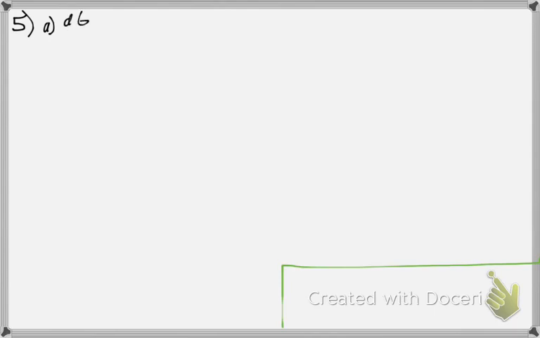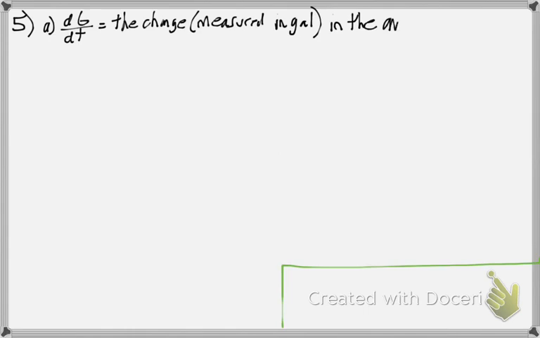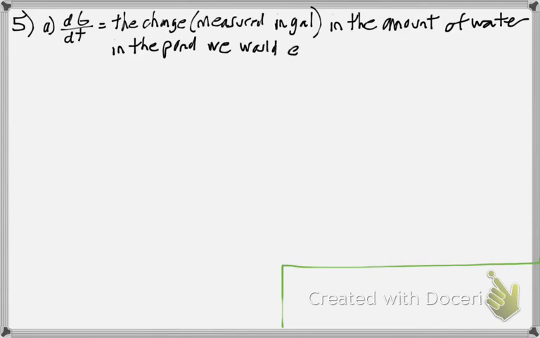So dg over dt, that's going to tell us the change, measured in gallons, in the amount of water in the pond that we would expect over 1 minute's time.